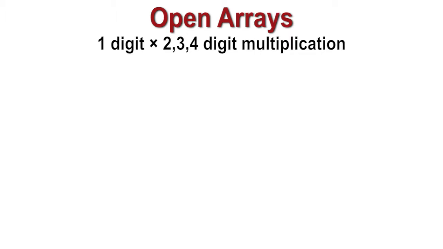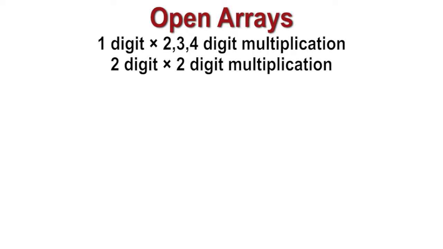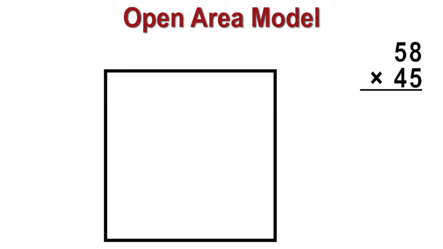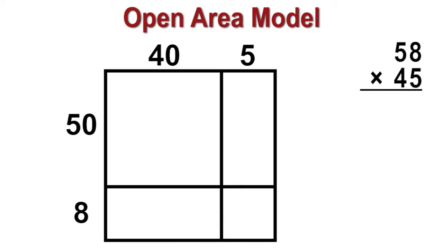Students then moved on to open arrays to represent 3- and 4-digit factors by a 1-digit factor, and then 2-digit factors by 2-digit factors. For example, let's solve 58 times 45 using an open area model. Start by drawing a square. 58 will be decomposed into 50 and 8, which will be represented along the left side. 45 will be decomposed into 40 and 5, which will be represented across the top. Separate the place values in the model by drawing lines in the area model.